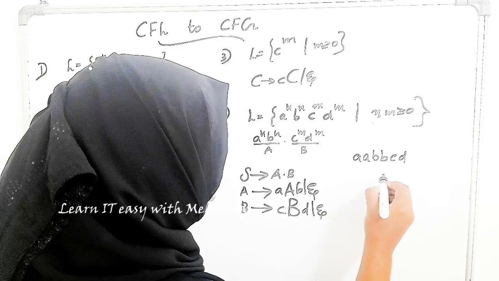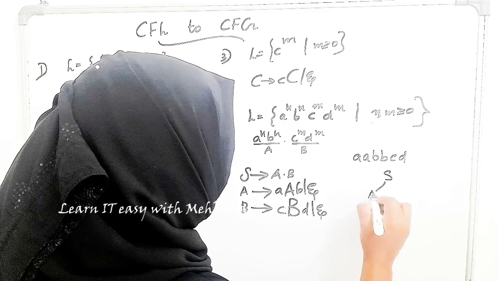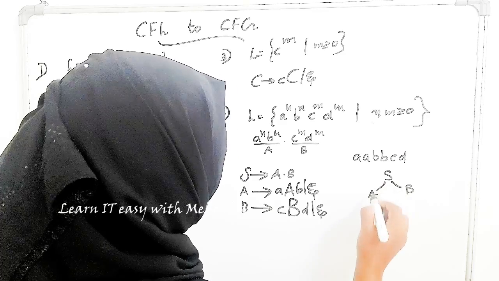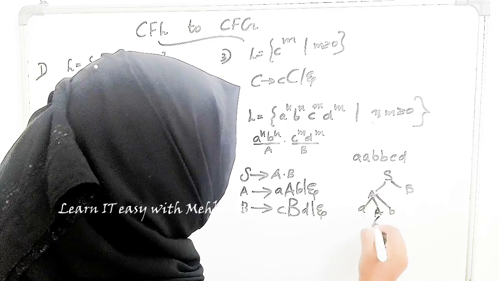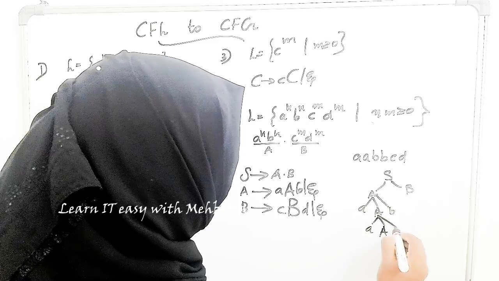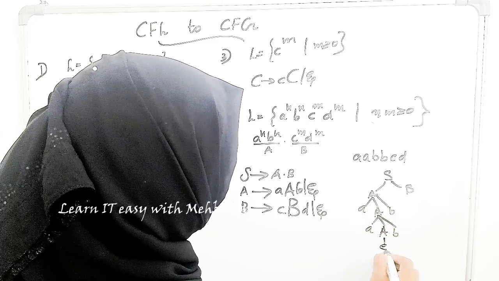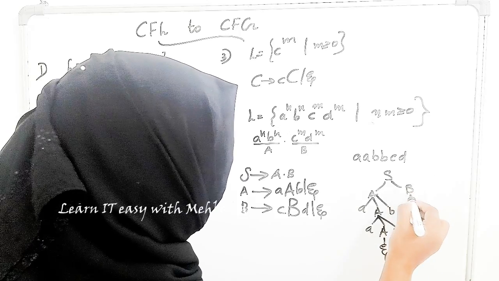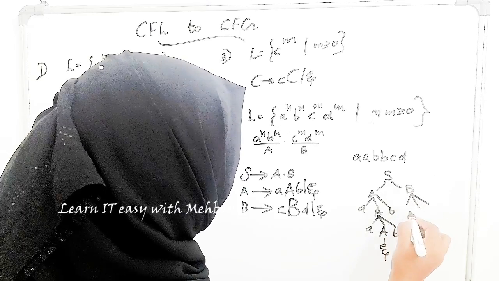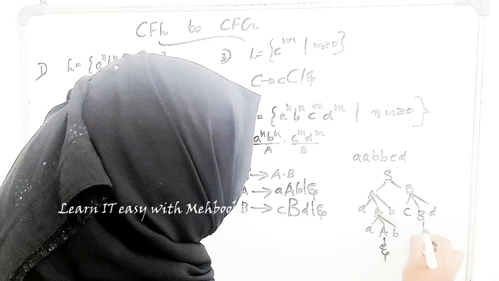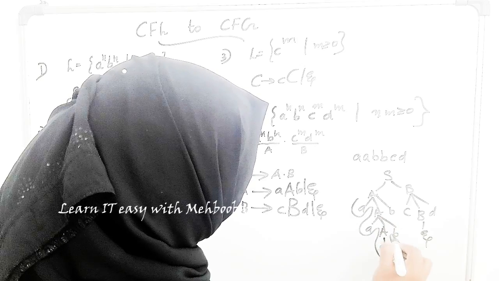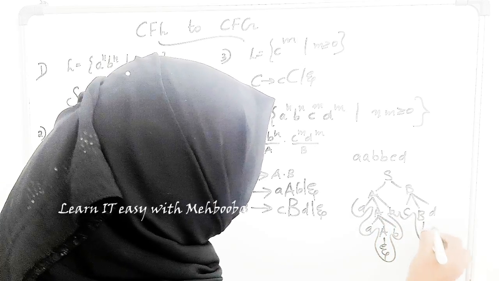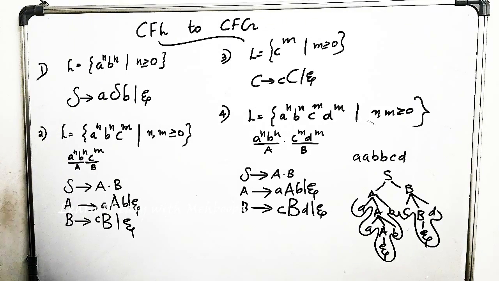Let's check how we can get this. I am simply writing a random string. S gives A, B. Now A is giving you A, B. I need two A's and two B's, so I am expanding it once more. A, B. Now I am done because I just need two A's and two B's. Now I just need one C and one D. So I'll write C, B, D. Just need one C and one D, so I am stopping it. So when you read the leaf nodes from left to right, A, B, C, D. Yeah, exactly this. So our grammar is working perfectly. So we will see the next example.